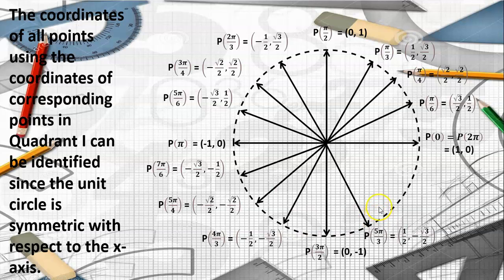And then we have P of 5 pi over 3 equal to 1 half and negative square root of 3 over 2. So again, ang naging negative naman dito ay yung coordinates ni y, or our sine functions. And then we have here P of 7 pi over 4, and then we have your P of 11 pi over 6. So, dating ulit po dito, it's 12 pi over 6, or kaya yun naging 2 pi. So, yan po yung coordinates ng corresponding points sa unit circle.